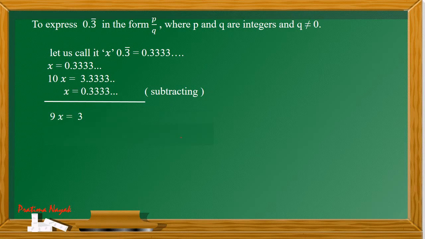So I'll get 9x is equal to 3. Then what will be x? X is equal to 1 by 3. So 0.3 bar can be written as 1 by 3. So what is 0.3 bar? It is 1 by 3.